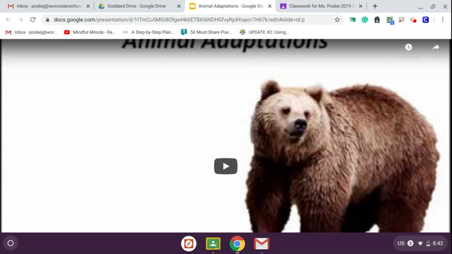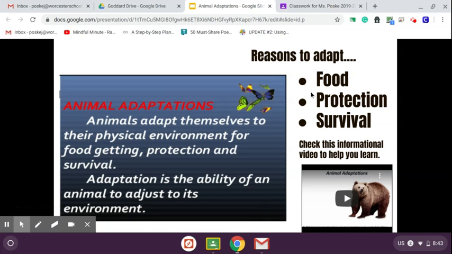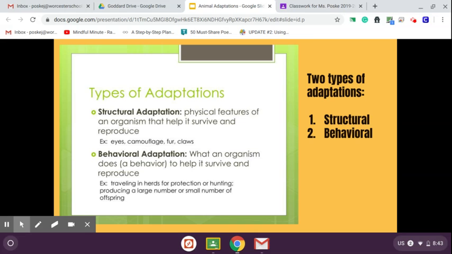All right, so those are some types of animal adaptations. They have certain things to help them get food. They have or do certain things for protection, and they have or do certain things in order to survive. There's two types of animal adaptations. One is called structural adaptations. These are physical features of an organism that helps it survive and reproduce.